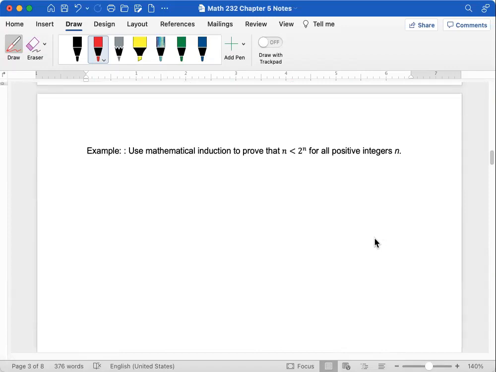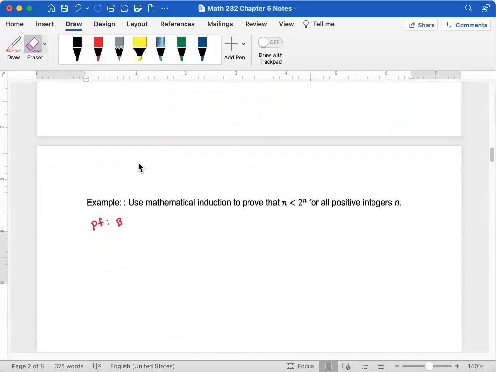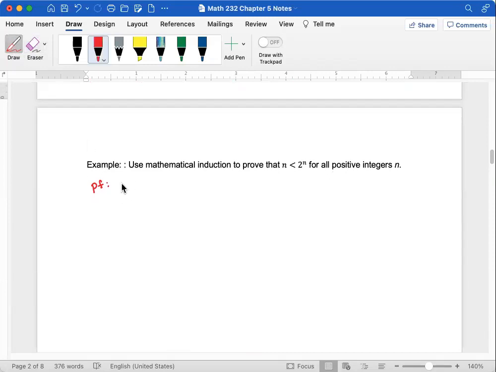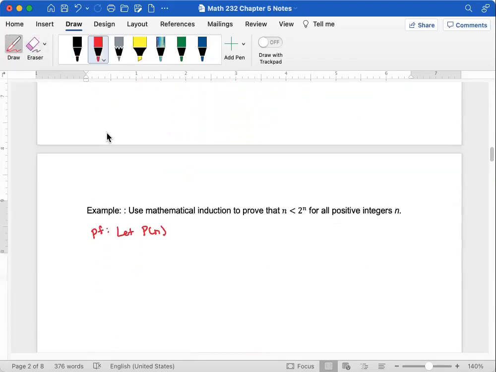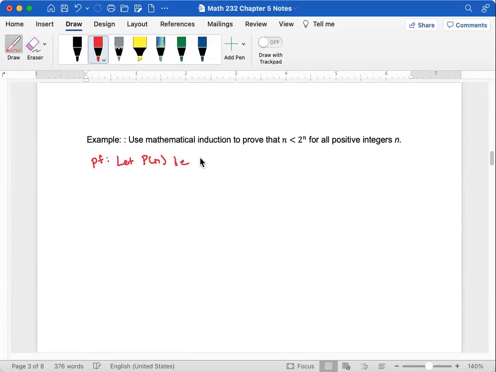Okay, let's try another example. So this time we're told to prove that n is less than 2 to the n for all positive integers, that the inequality will always hold. Okay, by induction. Actually, before I do that, I'm going to state P of n. So I'll put it into the proof itself. Let P of n be the proposition, because we're going to state it differently, in proposition form, that n is less than 2 to the n. Okay, so let's do proof by induction.